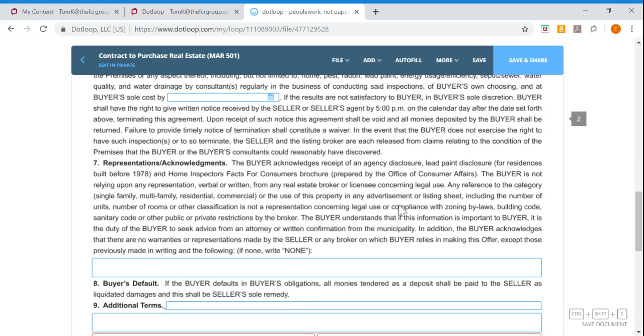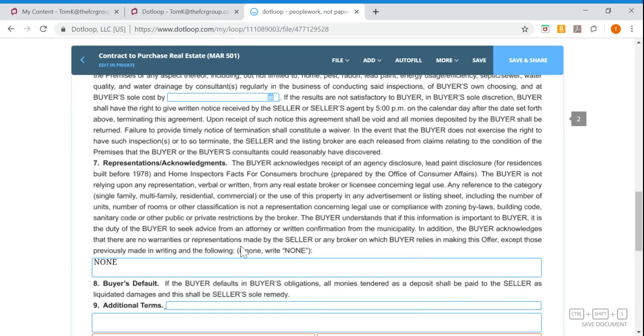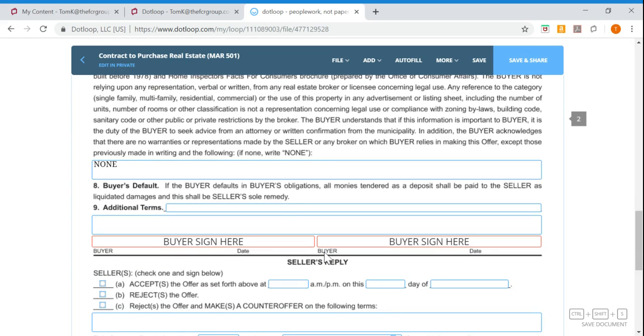And then lastly, this is just reps and acknowledgement. So read through this so you know what it says, but it is basically saying that you as the buyer's agent have done a few things, that you've submitted certain documentation to your client, that you've represented them in a certain way. So if there's no additional representations, you would put none in that block, just as it says on the last line. If none, write none.